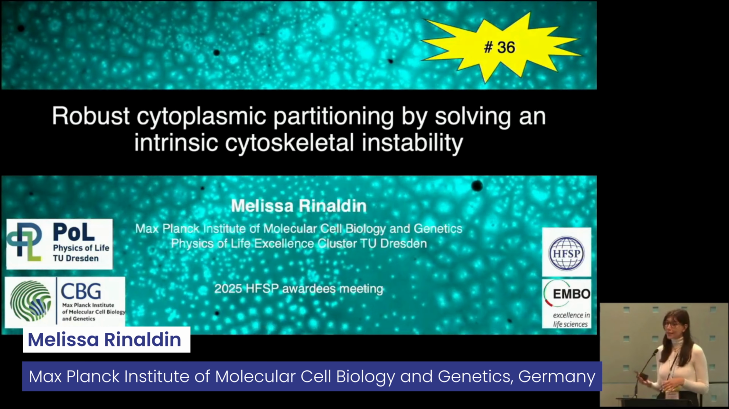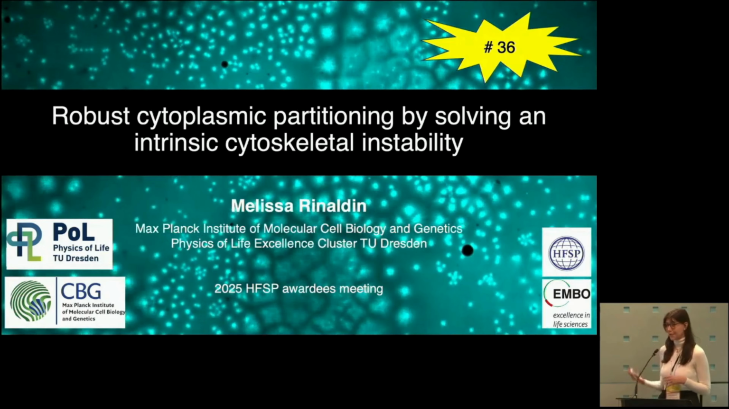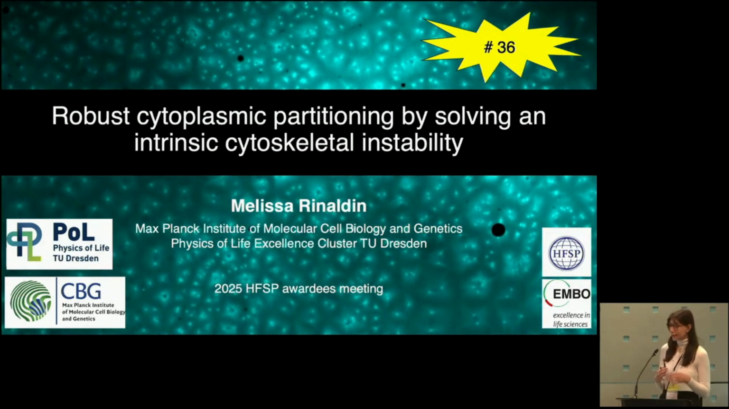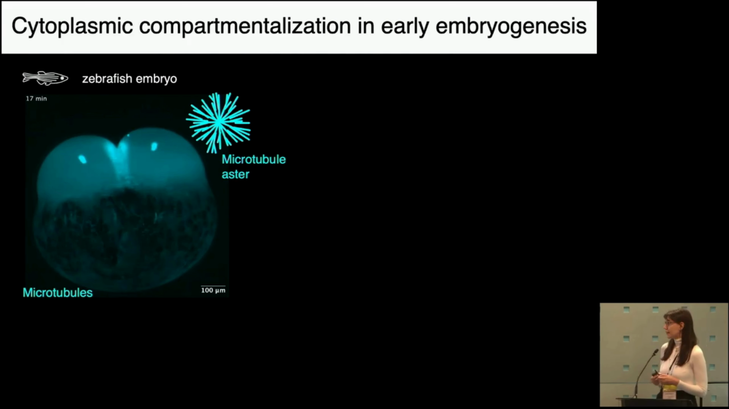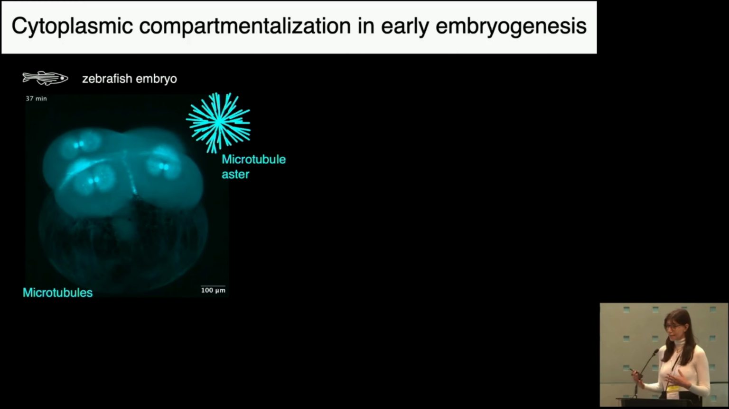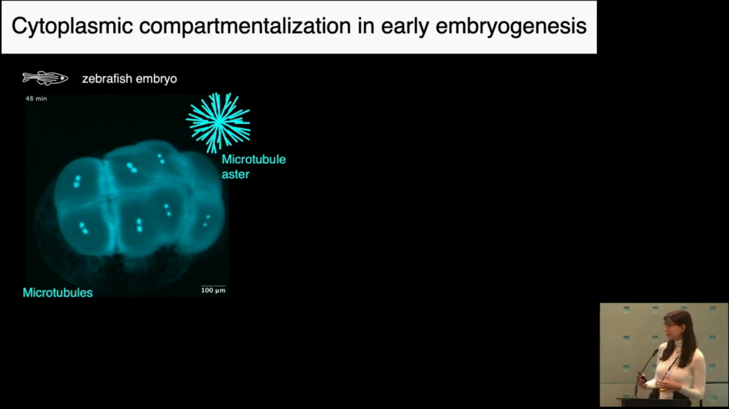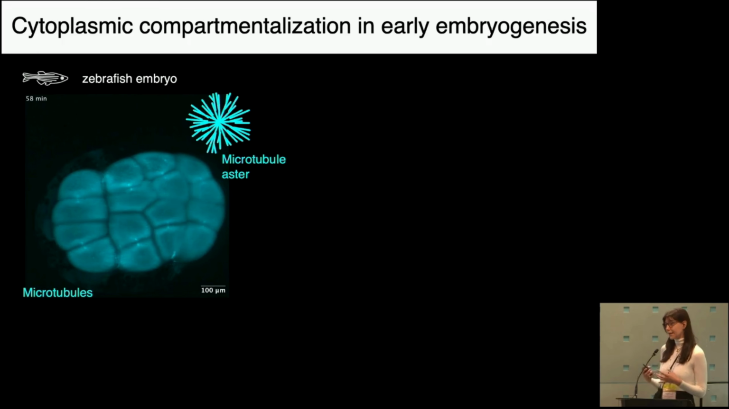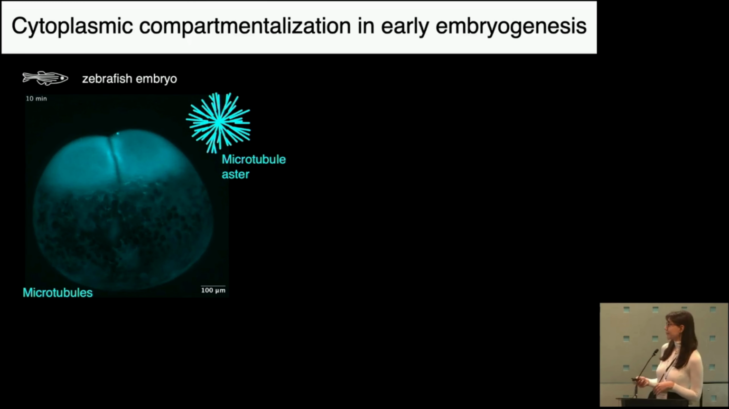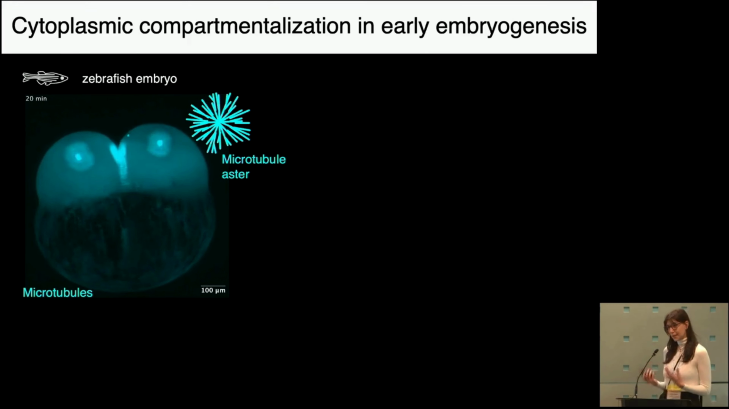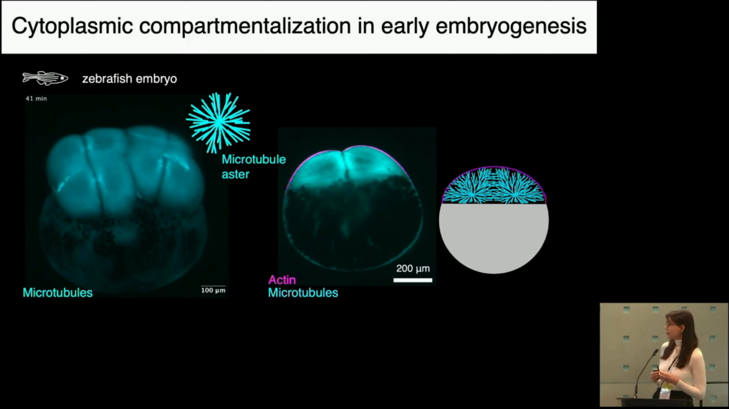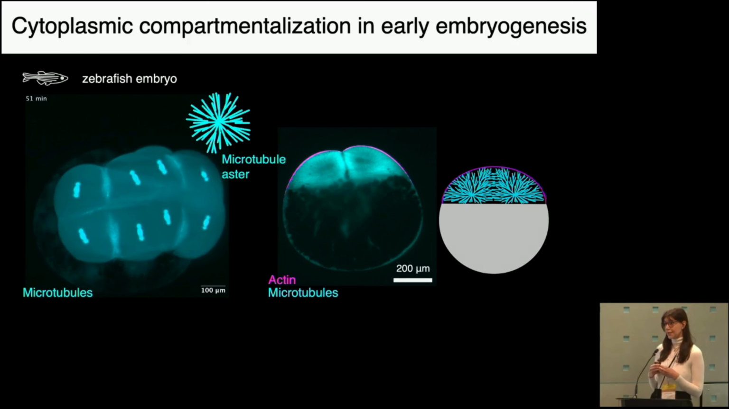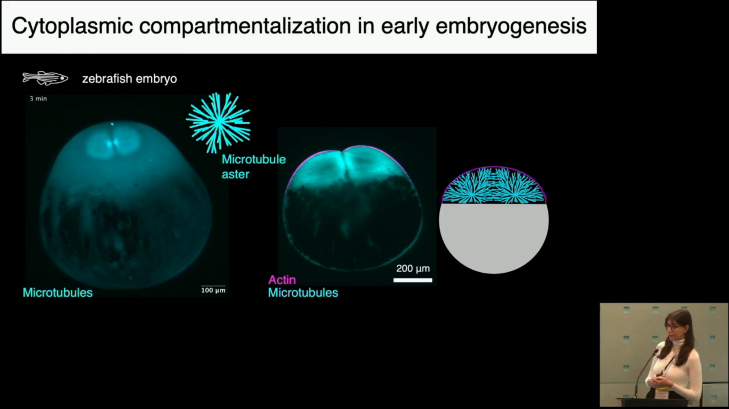So in early embryos, like a zebrafish embryo that you see in this video, the cytoplasm needs to be robustly organized into cells. And to achieve this, large microtubule structures that are called asters fill the space in the embryo, reading its geometry and dividing the content into compartments. But what is very interesting is that if we look at these stages, we see that this compartmentalization is already achieved before the cell membrane ingresses.